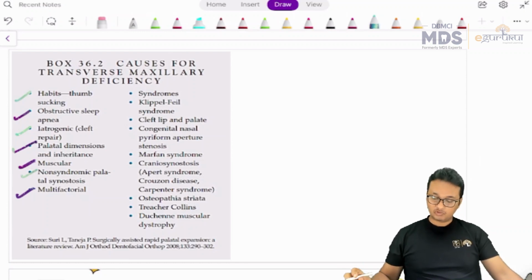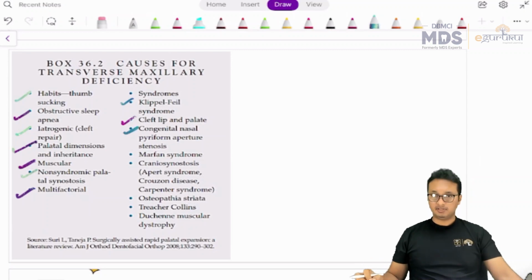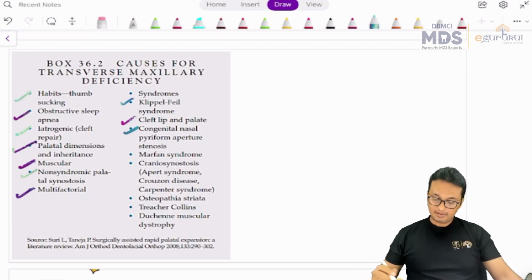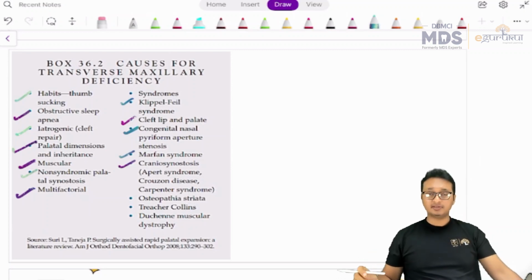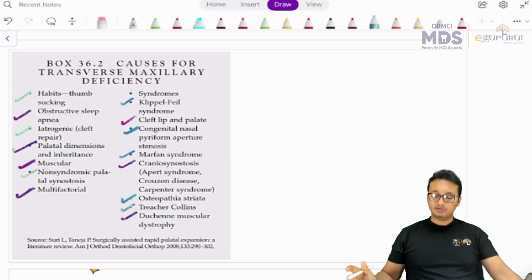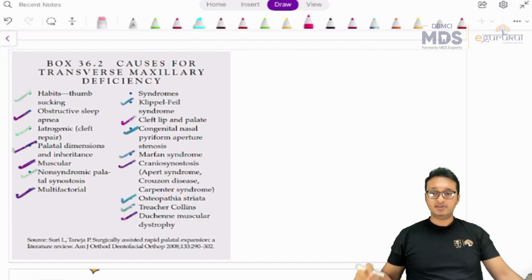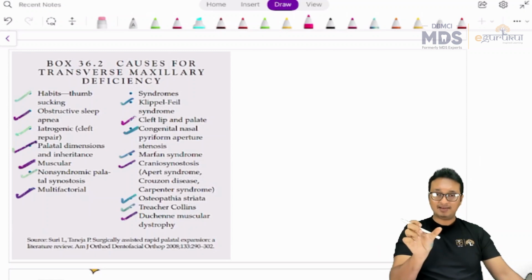Now, because of certain syndromes, we can have Klippel-Feil syndrome, cleft palate syndrome, congenital nasal pyriform aperture stenosis, which does not allow transverse expansion of the maxilla. We have Marfan syndrome, craniosynostosis like Apert syndrome, Crouzon disease, and Carpenter syndrome. We have osteopathia striata, Treacher Collins syndrome, and Duchenne muscular dystrophy. So, all of these factors in unison or independently can lead to development of transverse maxillary deficiency, which requires the use of appliances to cause the development of the maxilla in a transverse dimension.